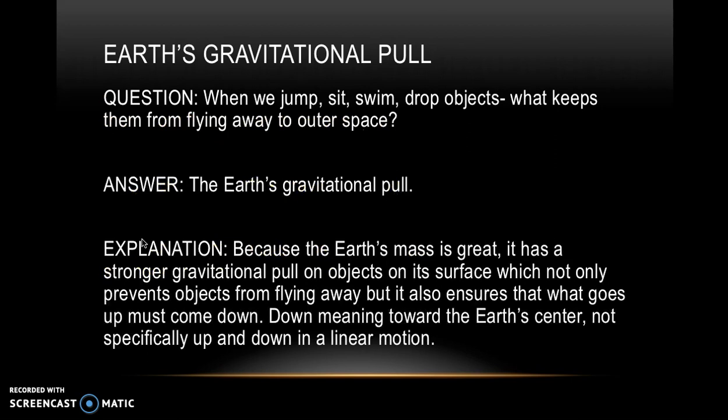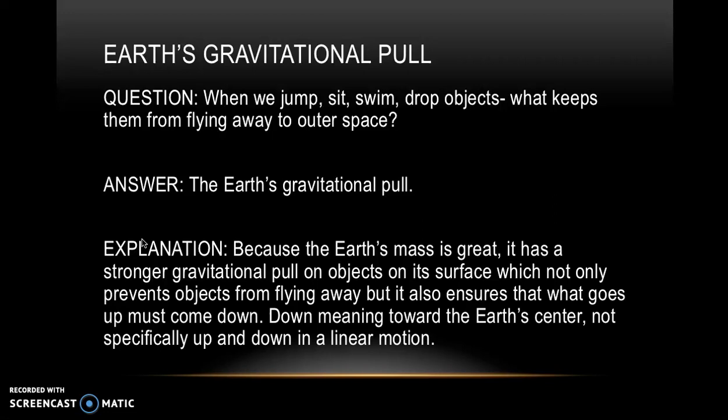When we jump, sit, swim, or drop objects, what's to keep us or those objects from floating away into outer space or continuing to float? The answer is the Earth's gravitational pull. Because the Earth's mass is so great, it has a stronger gravitational pull on the objects on its surface, which not only prevents these objects from flying away, but it also says that whatever goes up must come down. Meaning if we jump, we're not going to continue to go up. We're going to be brought back down to the Earth's center.